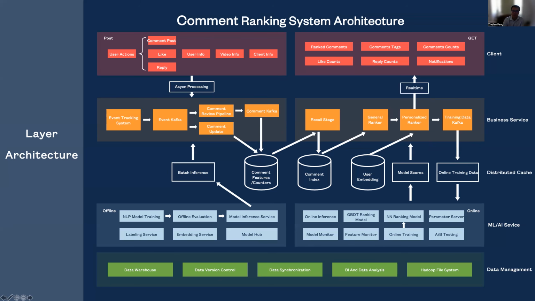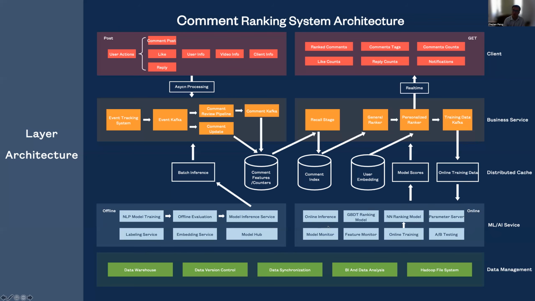So in the business layer, this ranking service consists of a recall stage, a general ranker, and a personalized ranker. This personalized ranker will finally return data to the client side. You will also write out training data to Kafka to store all the online training data and do streaming training for the personalized models. And those training services are supported by the online ML and AI services.